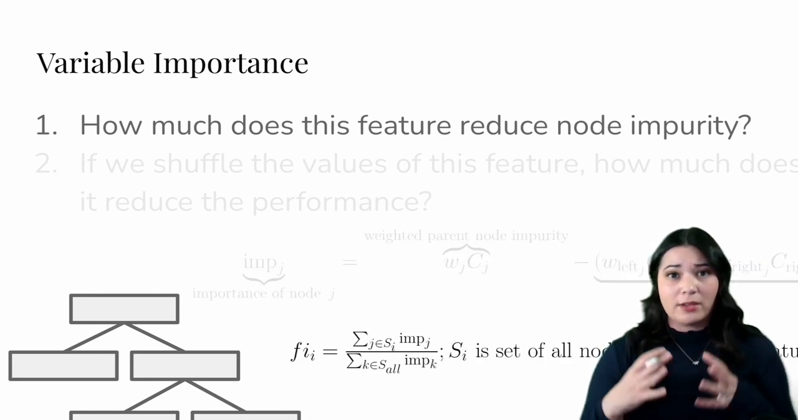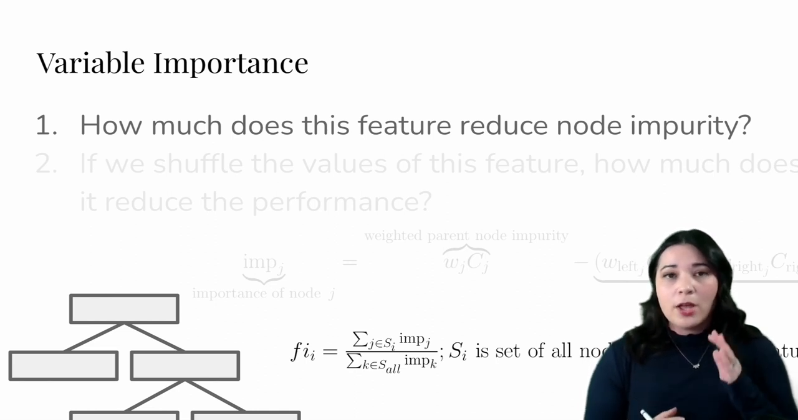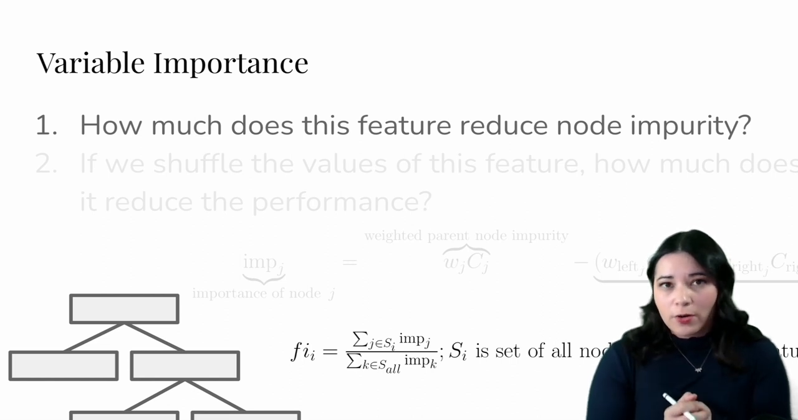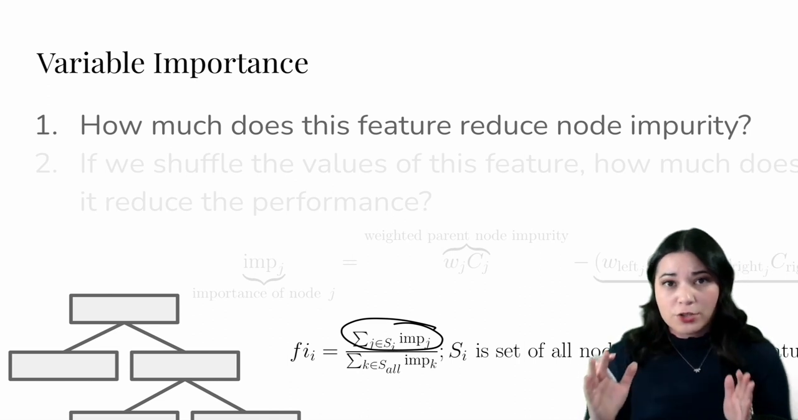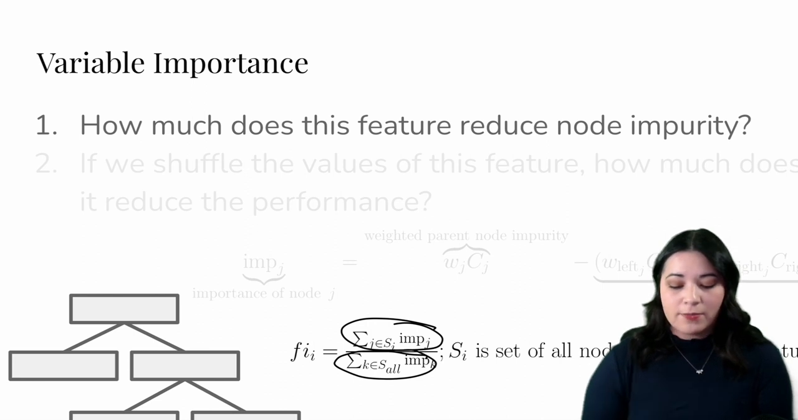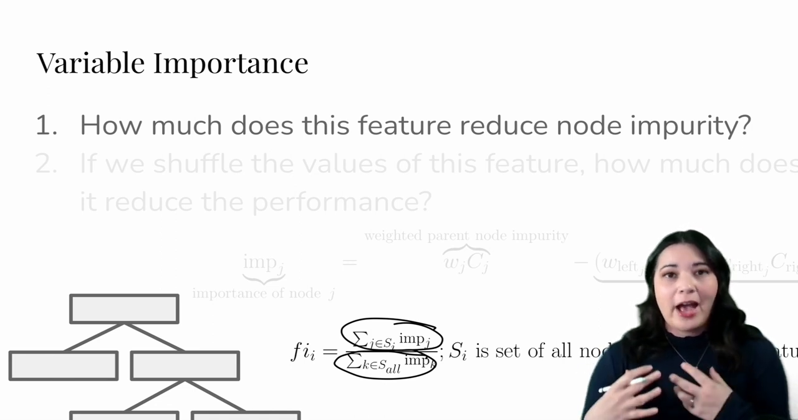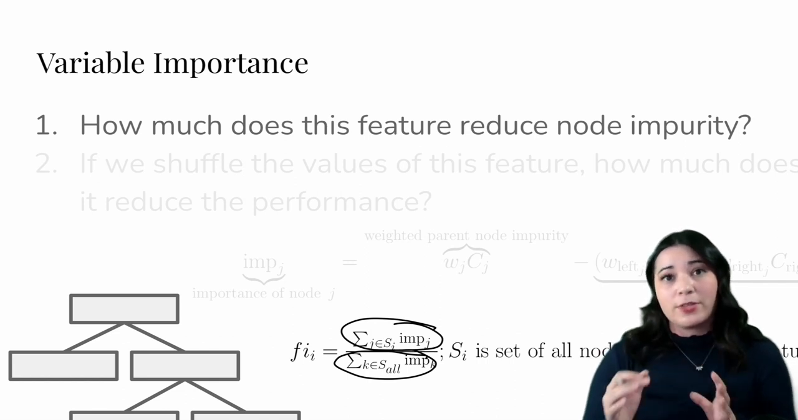However, when we're building a really deep, complicated tree, we're often going to split on the same variable multiple different times throughout the tree structure. So in order to get the overall variable importance, we first have to take the sum of the importance for all splits that split on that variable, and then divide it by the sum of the importances for all splits in the tree. This gives us a value that tells us, for this predictor, how much did it improve the performance of the tree or reduce the impurity when we split on it throughout the entire tree.